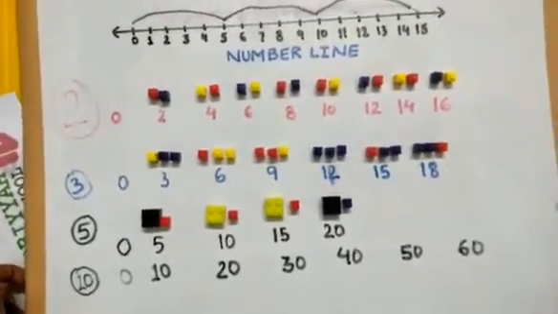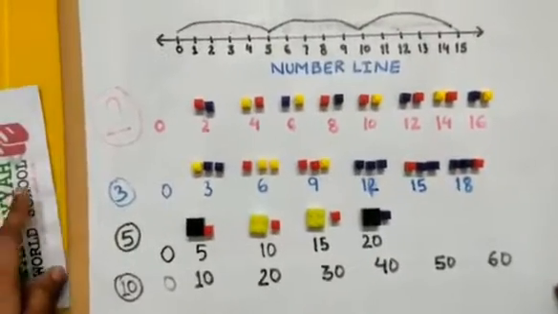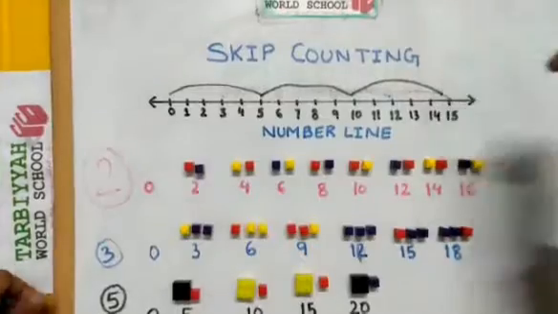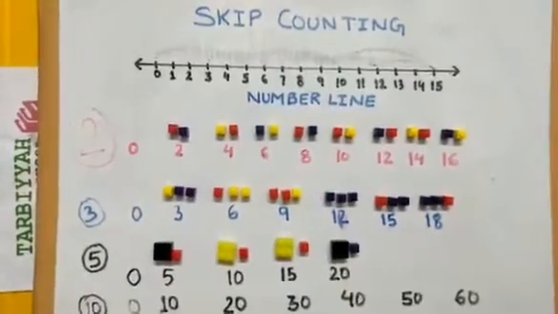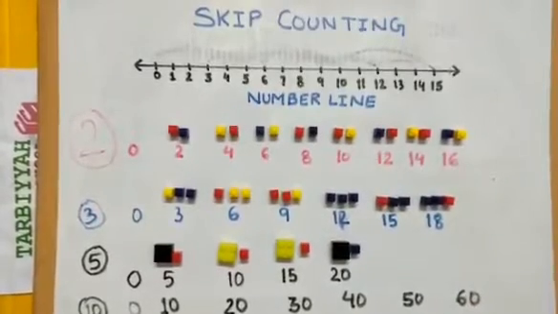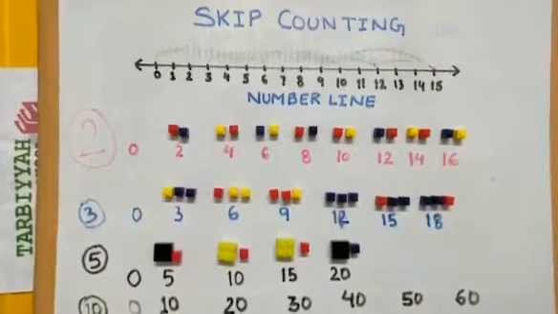So students, these are the skip counting of 10, 5, 3 and 2. So now this is clear to you. So students, what do you have to do?